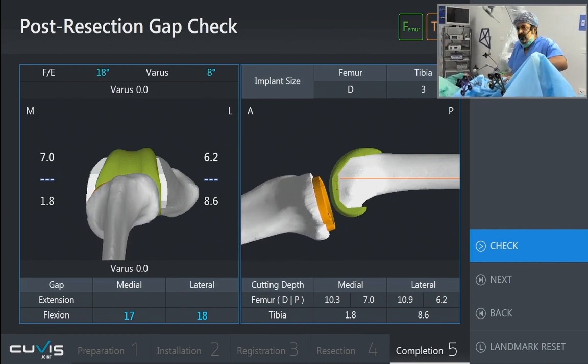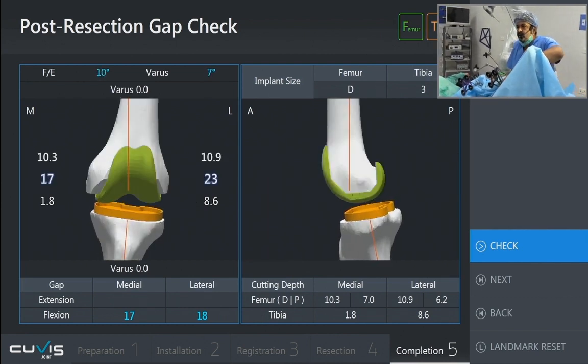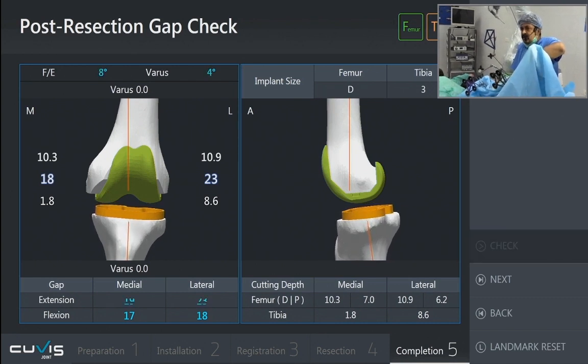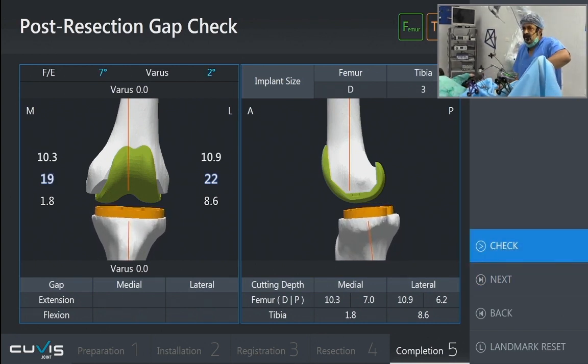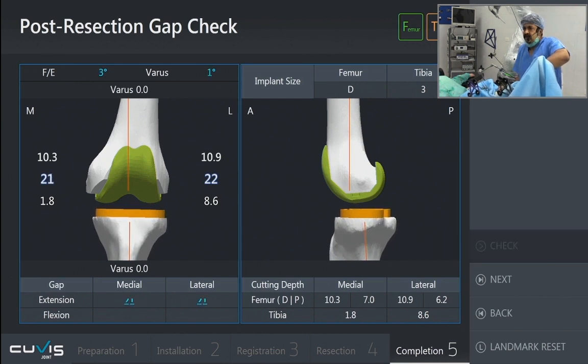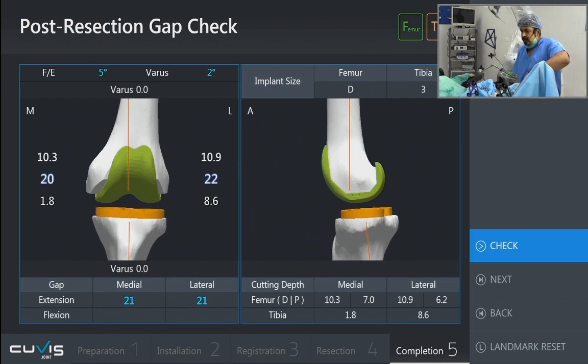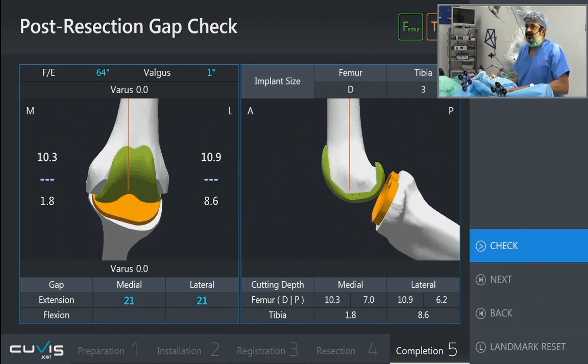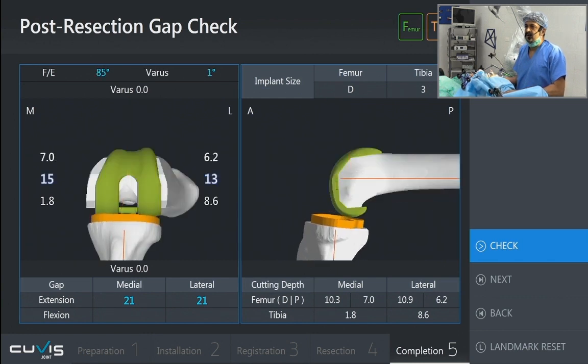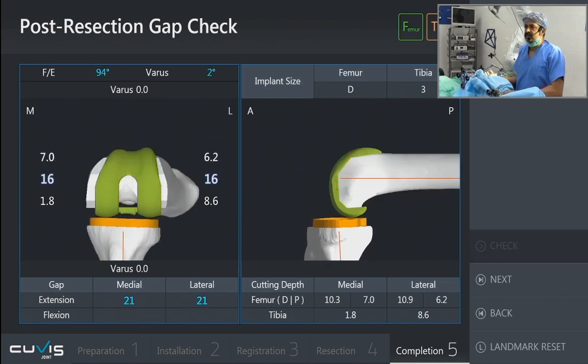full extension. How much does it achieve? And I have been able to almost straighten it out and see. Yeah, so you can see that it's an equal balanced gap of 21 millimeters on medial as well as the lateral side, and almost full extension. There is a zero varus valgus that you can see, and again if I try to flex it and bring it at about 90 degrees, this is where it stands, and you can see that it's about 16 millimeters.